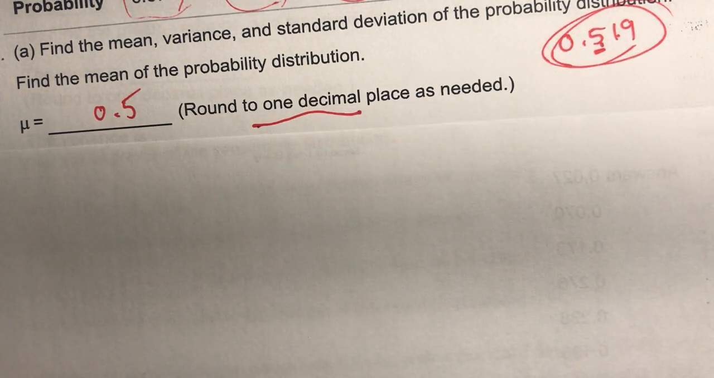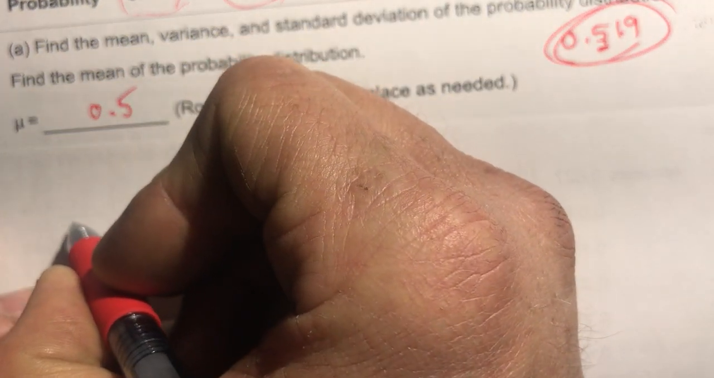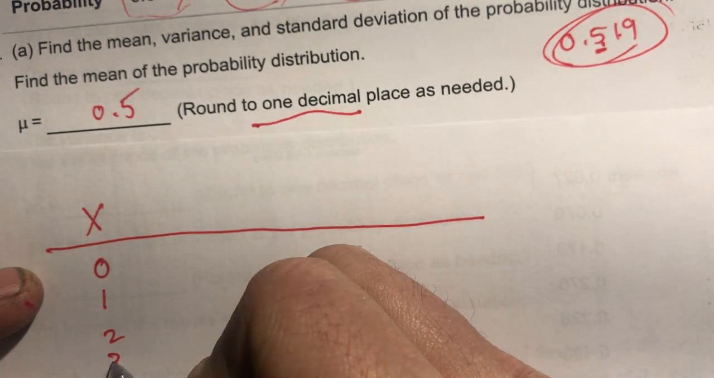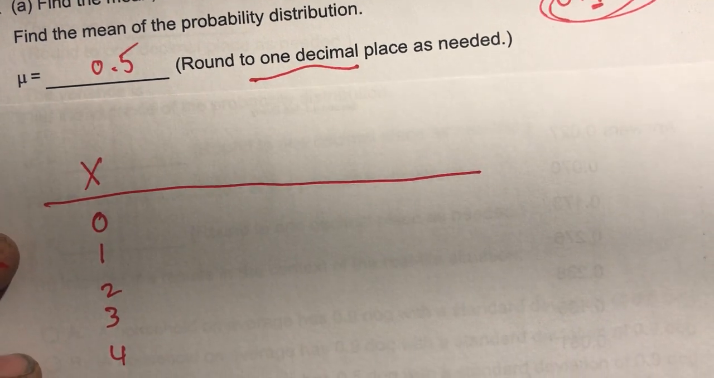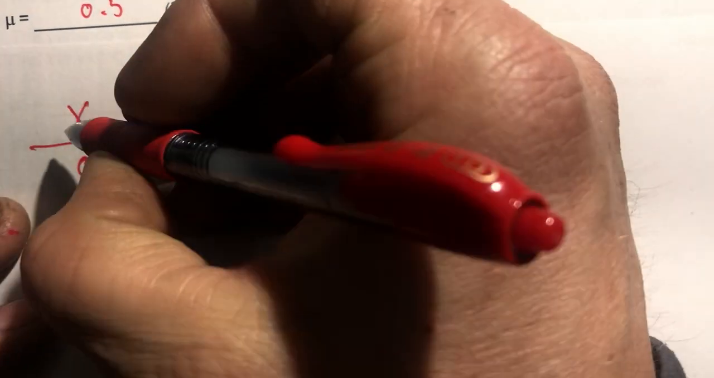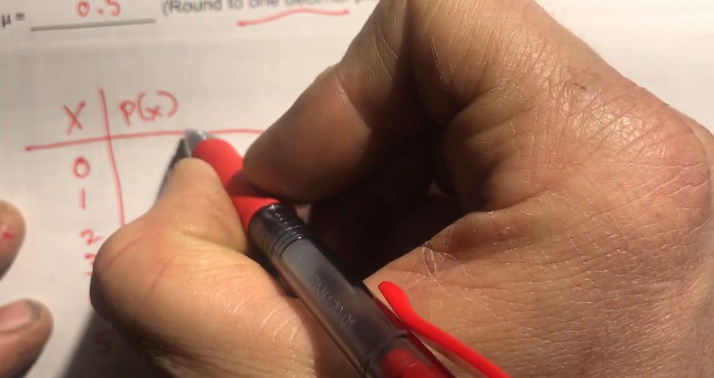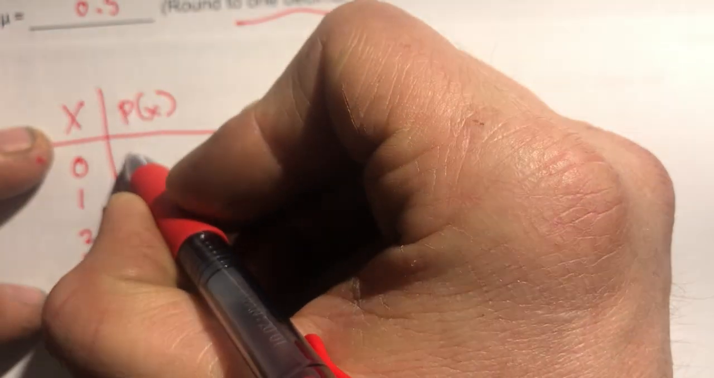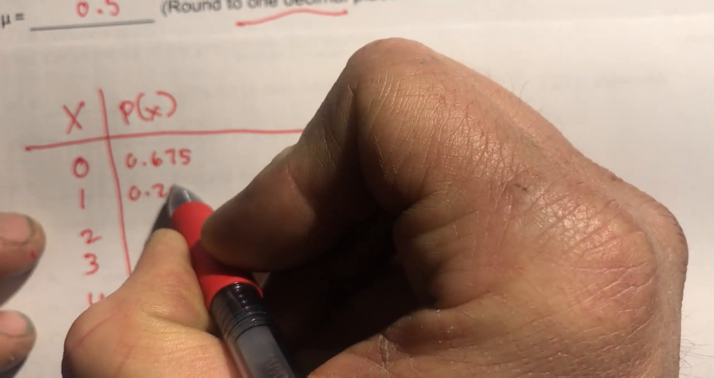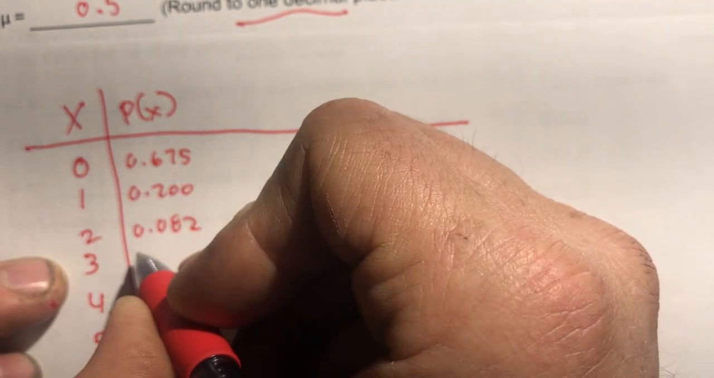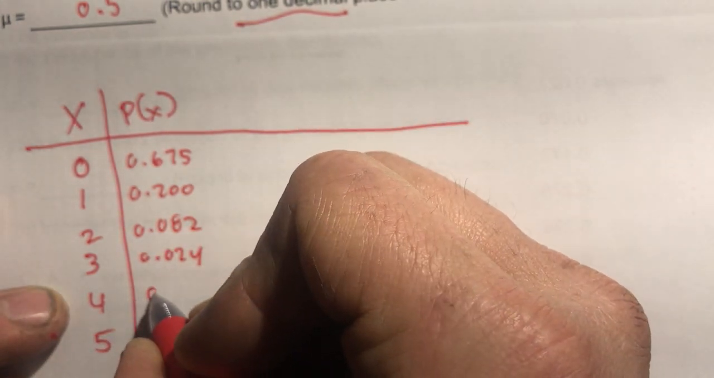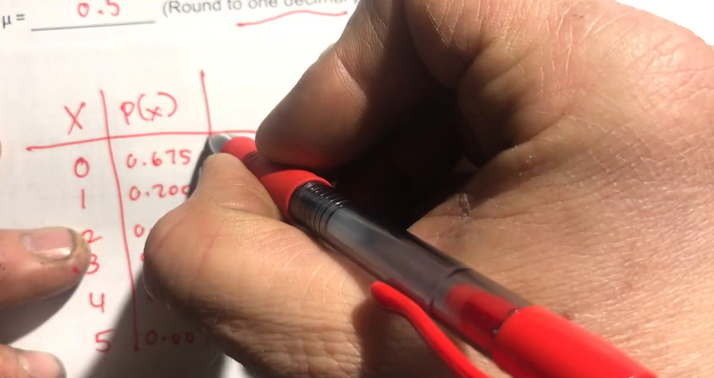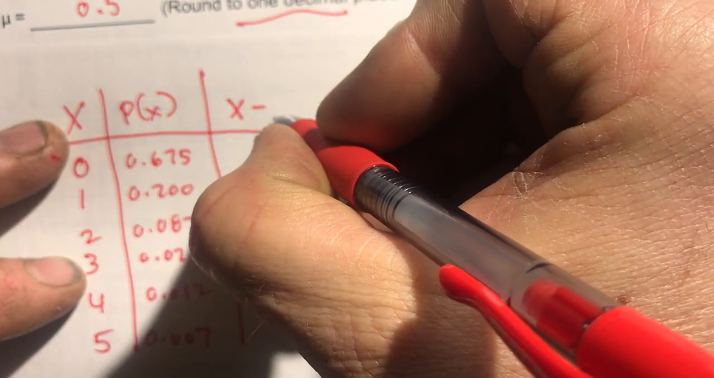It's probably best if you make a little table for this. So I've got my x, which is 0, 1, 2, 3, 4, 5. Then I have my probability of x, which I got: 0.675, 0.200, 0.082, 0.024, 0.012, and 0.007. So that's these numbers right here. Now the next thing we have is x minus the mu.